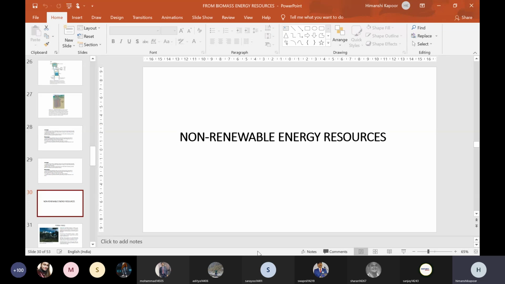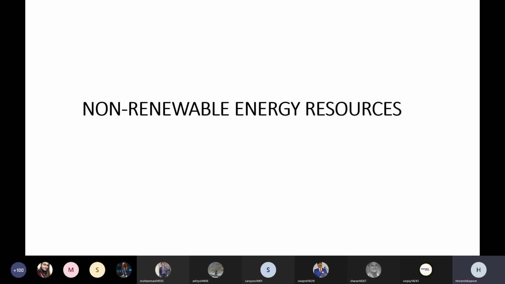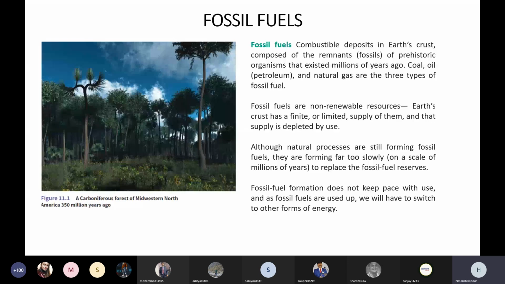Okay, now we can move to the non-renewable resources of energy. Obviously the first one to be discussed here would be fossil fuels. In fossil fuels also we have three types: coal, petroleum, and natural gas. So how were these fossil fuels formed?